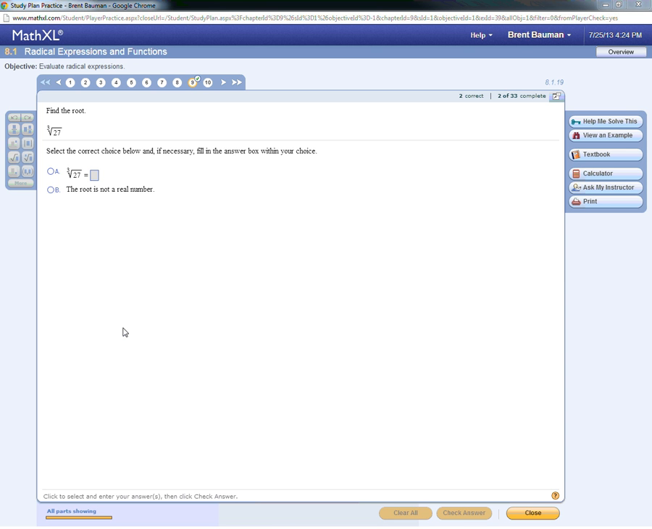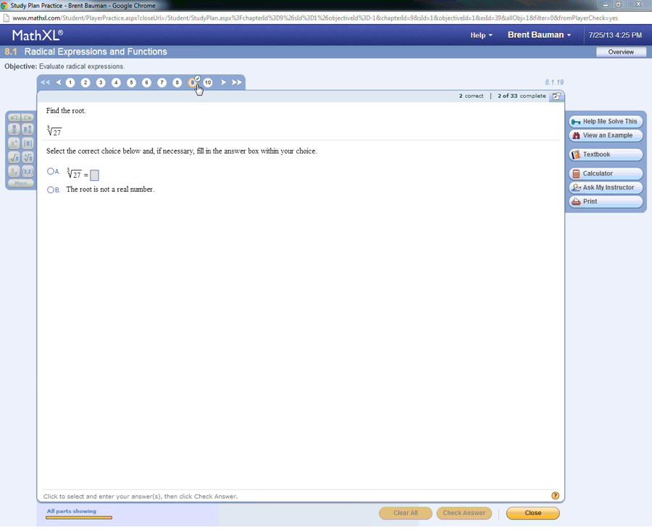Hello class, today we are going to look at radicals and we're going to focus on cube roots today. I'm in chapter 8.1 in the study plan and we're going to start with number 9. The two different types we're going to look at today are finding the exact value for a cube root, and then finding an approximate value for a cube root.